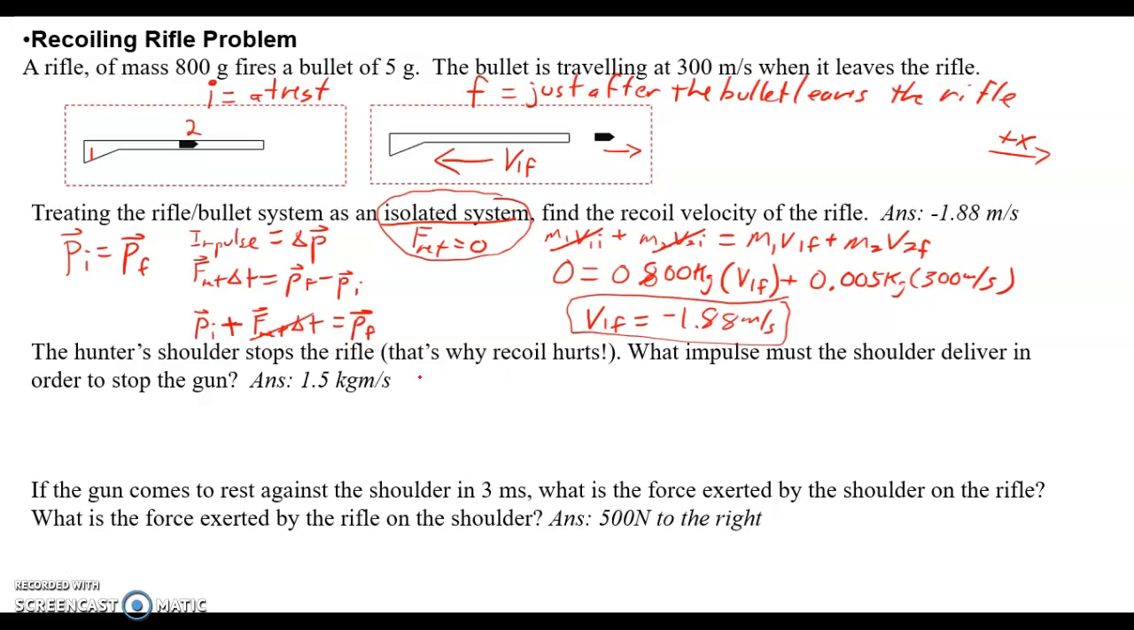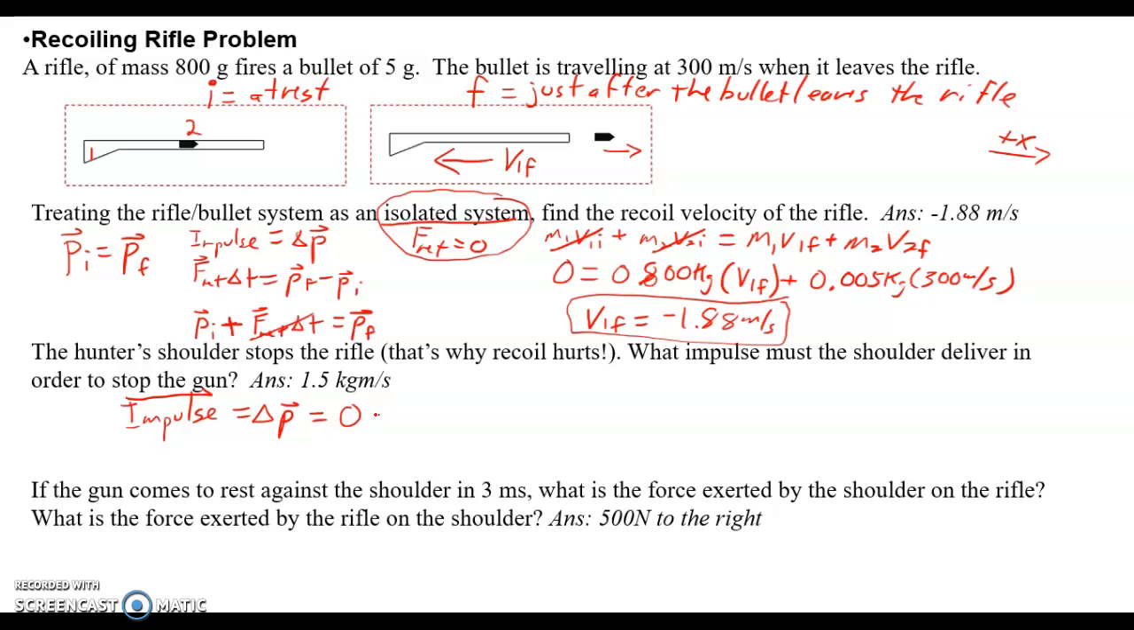So the shoulder, we're thinking of these as discrete, separate things. Really, it all happens together. But if we can imagine the rifle traveling toward a person's shoulder at 1.88 meters per second, we can figure out what the impulse is that's needed to stop the gun. So remember, impulse, you can think of two different ways. One is that it's equal to the change in momentum, and the other is that it's equal to the force times the time. Now we don't know the force or the time, so we're not going to go that route. We're just going to look at the change in momentum.